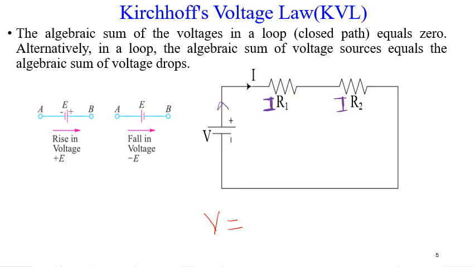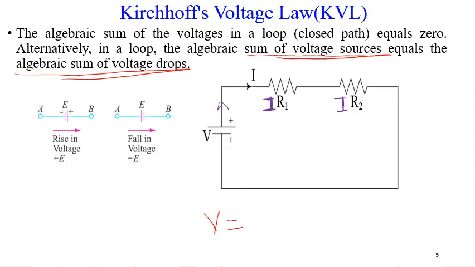current wants a free path. So the voltage drop will simply tell you the kind of stress the current will have to pass through before passing through the whole circuit. So using our second definition, they said the sum of voltage sources equals the sum of voltage drops.